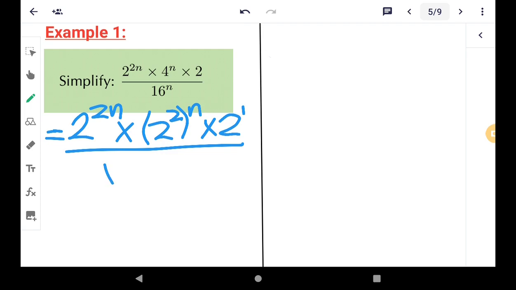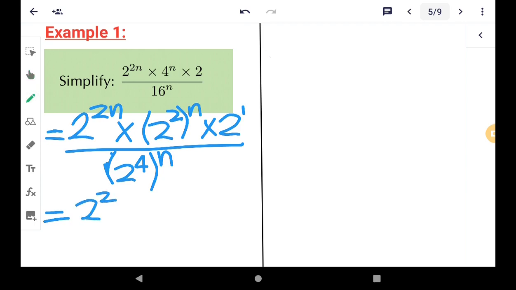Now 16 can be written as 2 to the power of 4, so let's write it as that and raise it all to the power of n. Now remember the laws of exponents we just looked at? Exactly. Now that you've got this power raised to another power, remember you just multiply the exponents, and that is exactly what we're going to do.